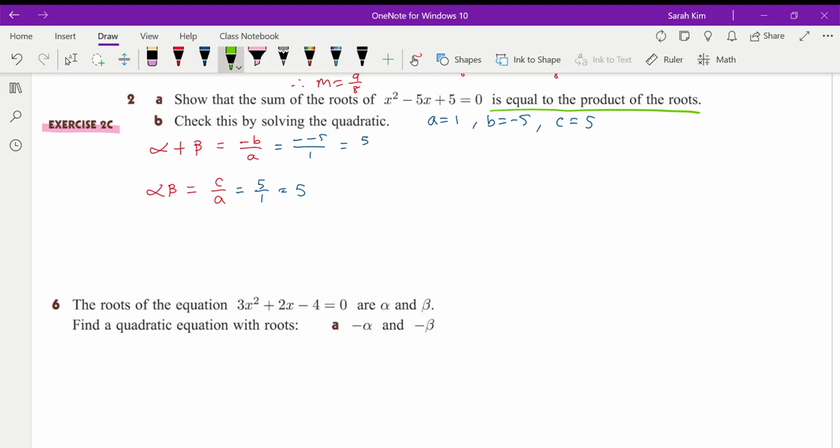So a plus b equals ab because they both equal 5. Okay, so we kind of showed that. Check this by solving the quadratic. If I want to solve the quadratic, I need to basically find the answers, the roots for this quadratic function.